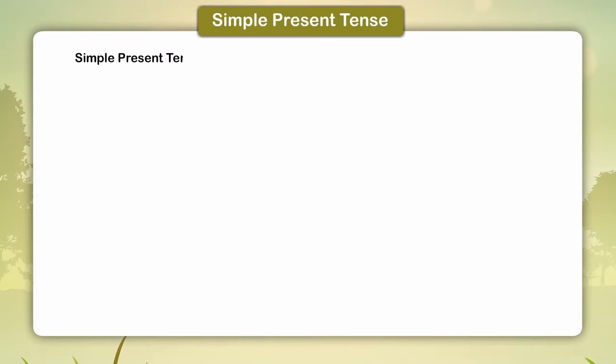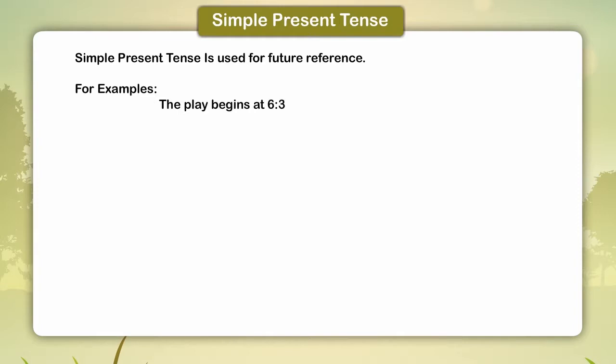Simple present tense is used for future reference. For example, the play begins at 6:30 p.m. and ends at 8:30 p.m. The party starts at 8 o'clock.